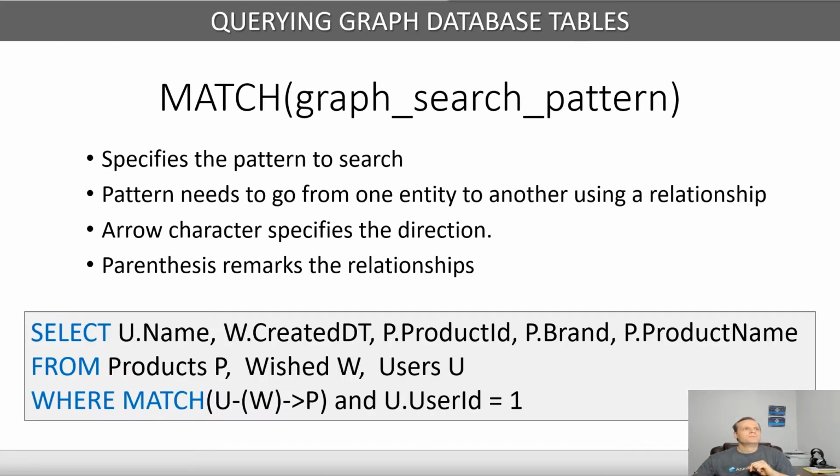Here's an example. In this example, we have a products table, we have a users table, and we have a wish table. As you might guess, in this query we are looking for user ID 1's wish list. We are starting from the user, going to the products table, and using the wished relation between them. As you can see, the direction is going this way. And we only care about user ID 1. So this is going to give me user ID 1's wish list.